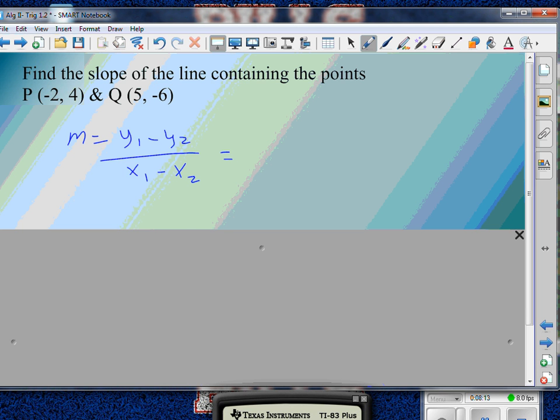What can be my first y value? 4. Okay, so it's 4 minus -6. I know you're saying 4 plus 6, but I'm still showing you it's 4 minus -6, which does change to 4 plus 6. What's your first x value? Can I put 5? No. Why not? Because I did 4, I have to do 2 minus 5. So what's 4 plus 6? -2 and -5. -7. The answer is -10/7.